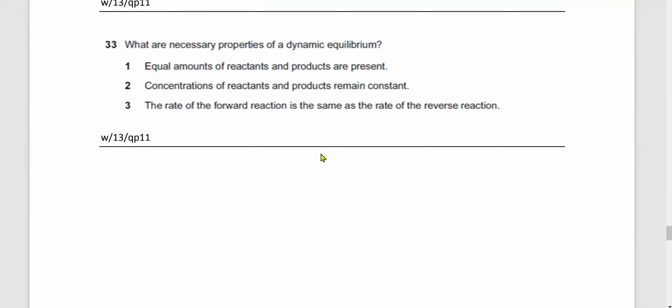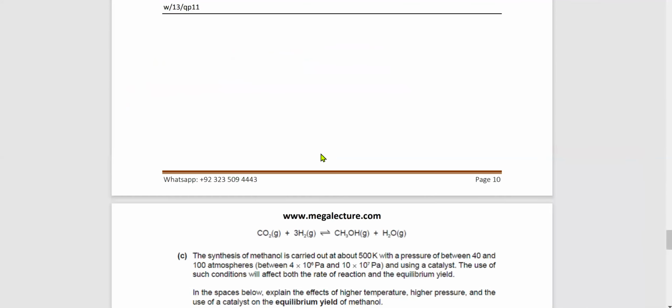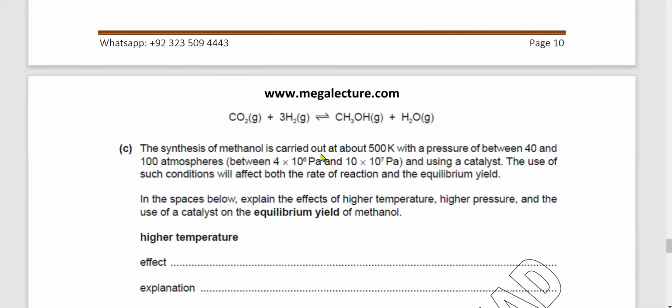I'm not sure about one though. They're not going to have equal amounts. I mean, yeah, they can have equal amounts, they don't have to. But that's not a necessary condition, because maybe the equilibrium has shifted to the right and more products are formed, and maybe the equilibrium has shifted to the left and more reactants are formed. So that's not always true.